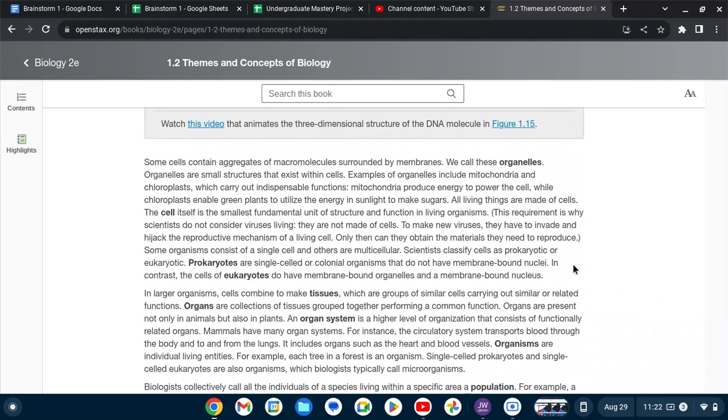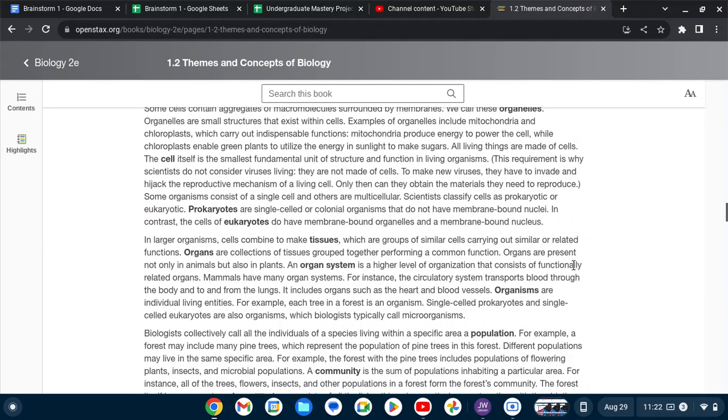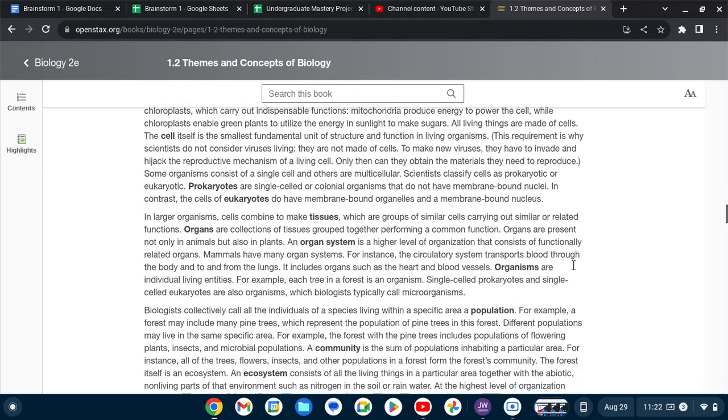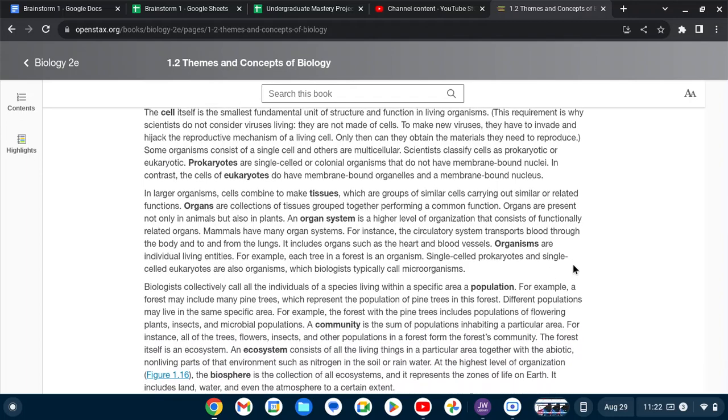Some cells can contain aggregates of macromolecules surrounded by membranes. We call these organelles. Organelles are small structures that exist within cells. Examples of organelles include mitochondria and chloroplasts, which carry out indispensable functions. Mitochondria produce energy to power the cell, while chloroplasts enable green plants to utilize the energy in sunlight to make sugars. All living things are made of cells. The cell itself is the smallest fundamental unit of structure and function in living organisms. This requirement is why scientists do not consider viruses living.